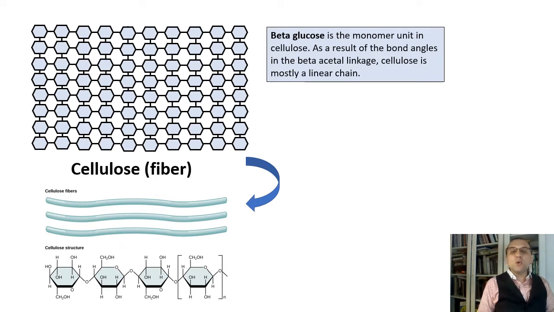Beta-glucose is a monomer unit in cellulose. As a result of the bond angles in the beta-acetal linkage, cellulose is mostly a linear chain. That's what you see on this diagram, one after another, all in lines, layers. We call this cellulose fiber, and here's a simple diagrammatic representation of this, and here you could see the structural formula. You see it says here n. There are many units of simple sugar, one after another, which are glucose actually.